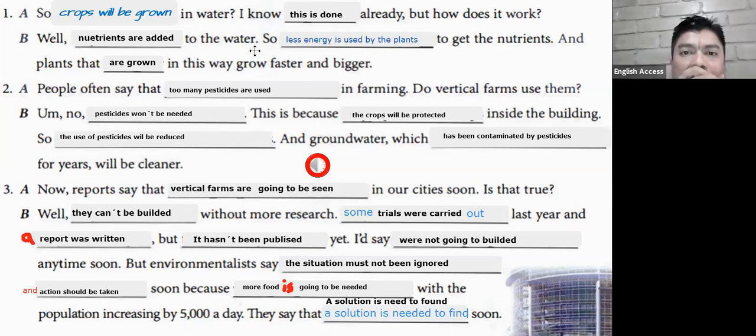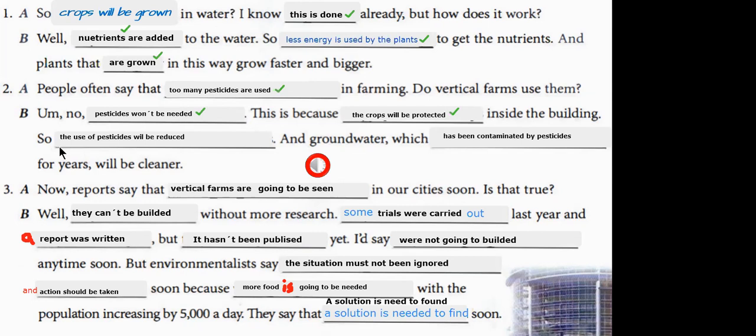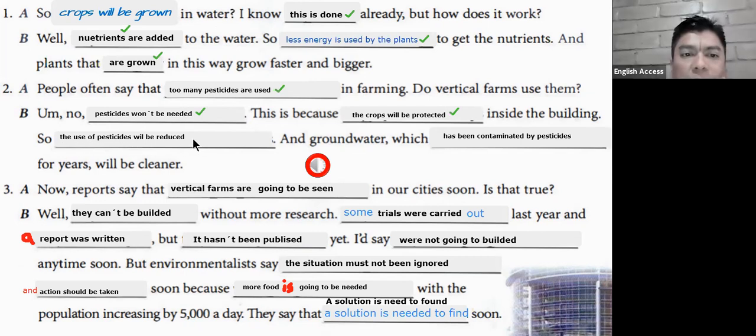All right, so let's check your answers. First one, this is done, nutrients are added, less energy is used by the plants, are grown, too many pesticides are used. Pesticides won't be needed, the crops will be protected, the use of pesticides will be reduced, and groundwater, which has been contaminated by pesticides for years, will be cleaner.